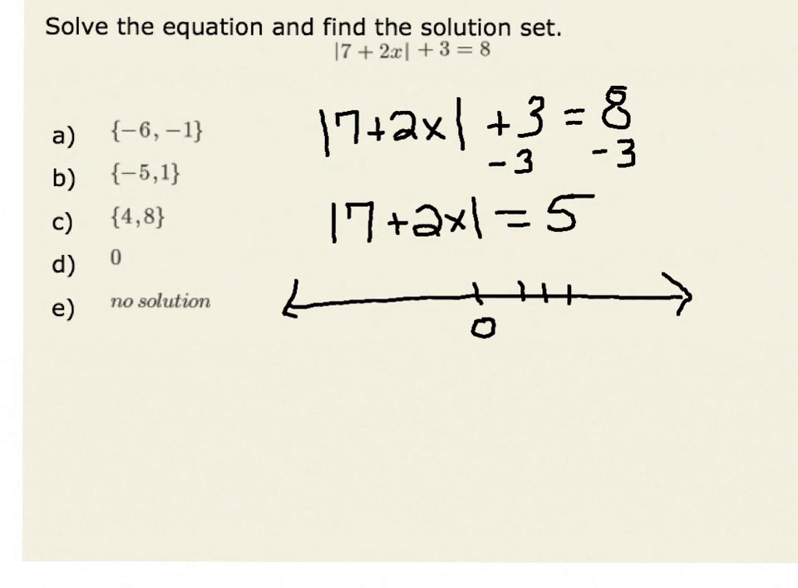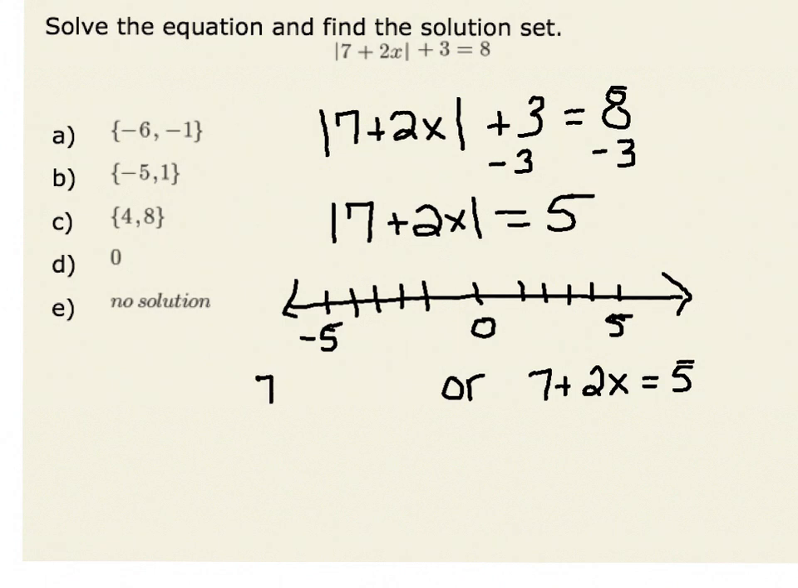That would tell us that 7 plus 2x is equal to 5, or we could have our expression 7 plus 2x being equal to negative 5, because that would also be 5 units away from 0. Therefore, we can see that we're going to come up with two solutions. Let's solve each one of those linear equations separately.